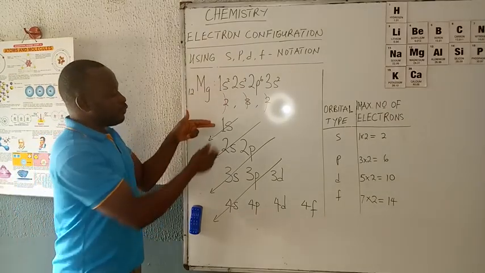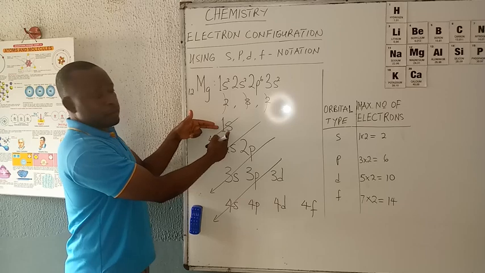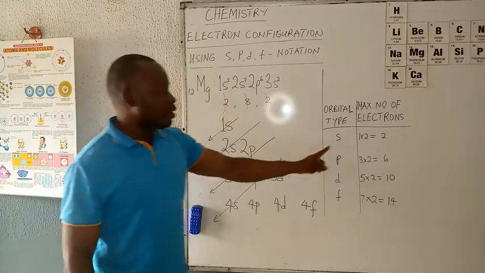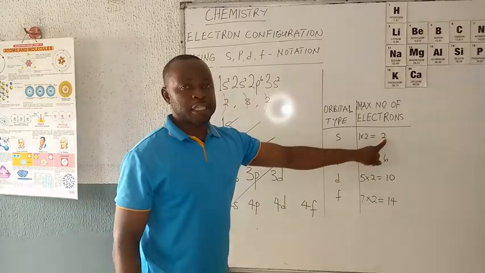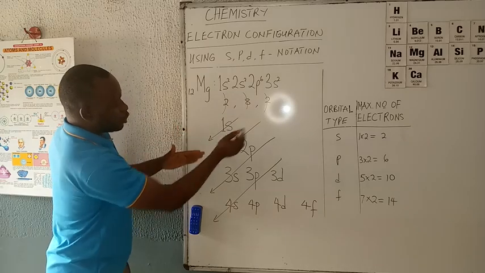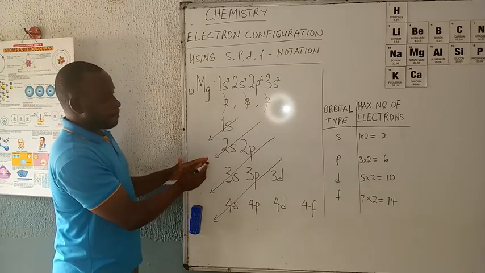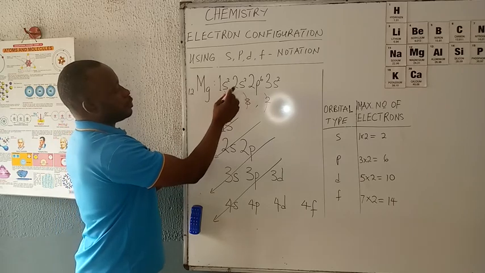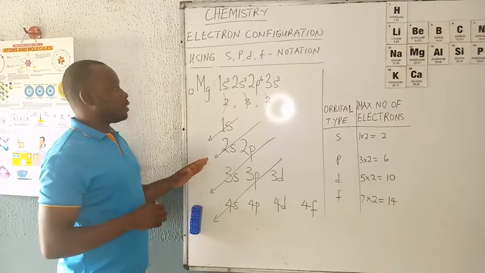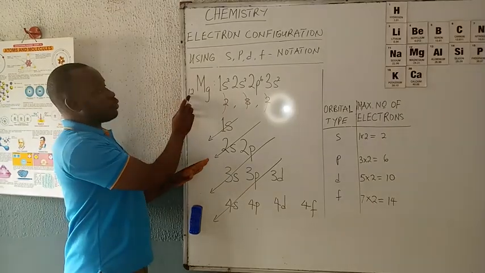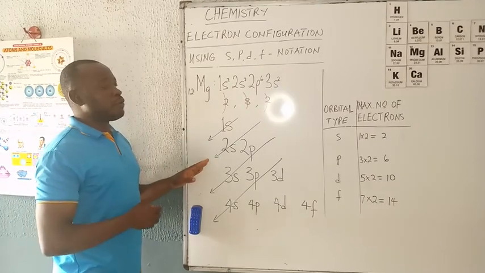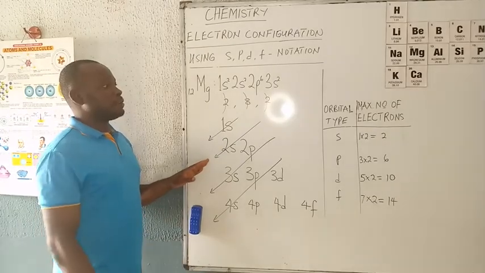1s2, that is, we fill the s orbital of the first shell, we give it only 2 electrons. Why? Because s orbital can carry a maximum of 2 electrons. Do you see that? After filling 1s, we go to 2s. 2s2, because s orbital can carry a maximum of 2 electrons. Remember, we have 12 electrons. We remove 2 here, 2 here, remaining how many? 12 take away 4 is remaining 8.